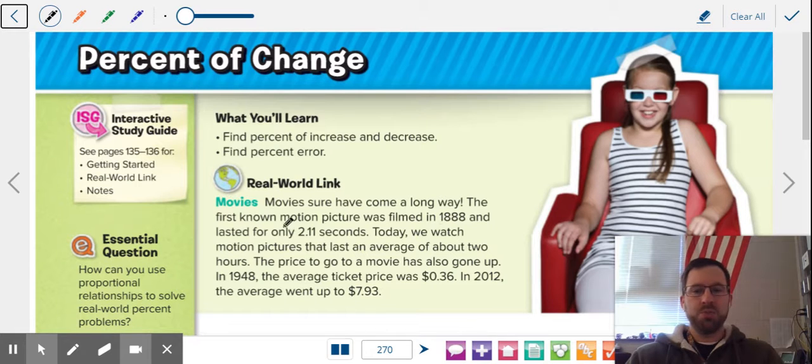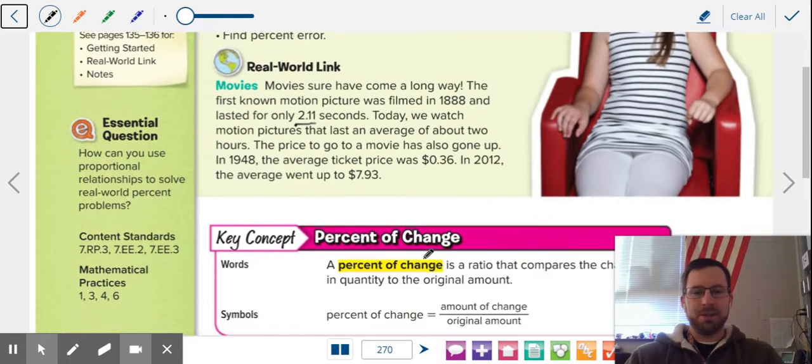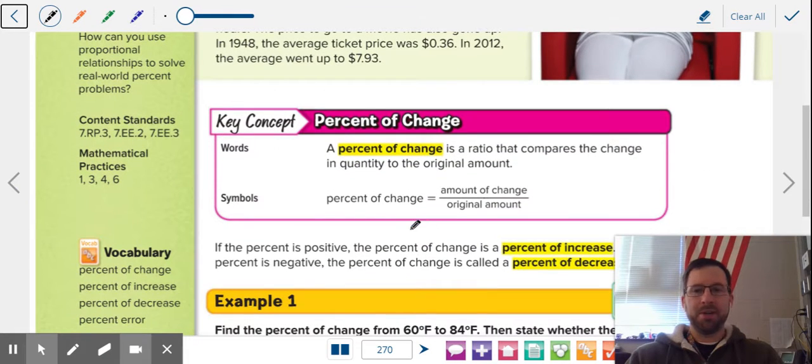The first motion picture, moving film, if you will, was in 1888, 2.11 seconds, 2 and 11 hundredths of a second. And it cost 36 cents. Now, that might not seem like a lot of money now, but back then you could have lived for a couple of weeks off of 36 cents. So it was a lot of money. I don't know if I would have paid that much money for 2 seconds worth of screen time, but it depends on what you value.